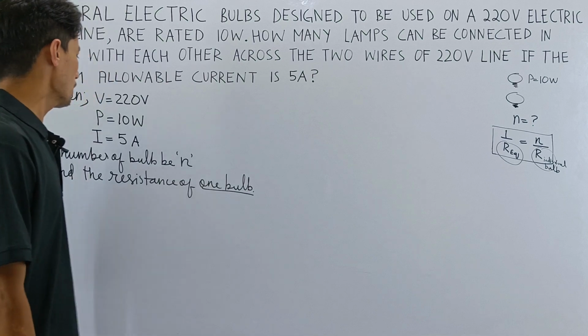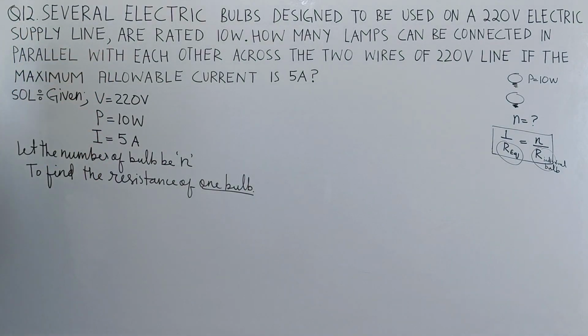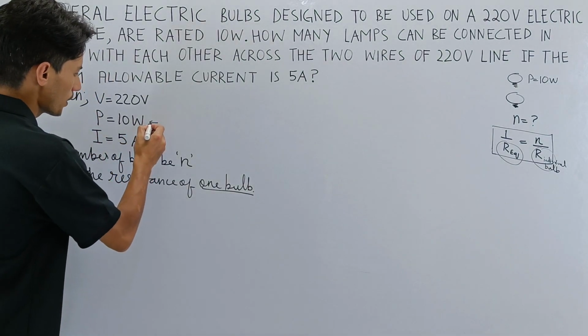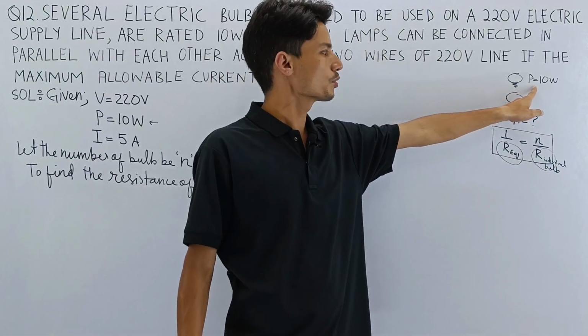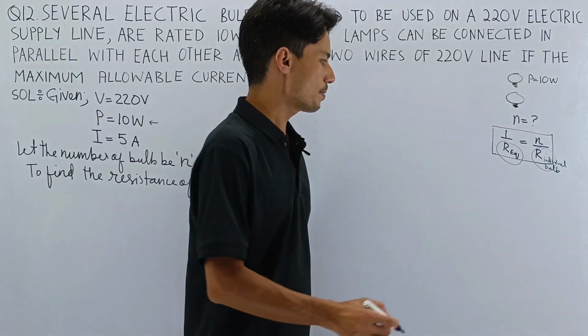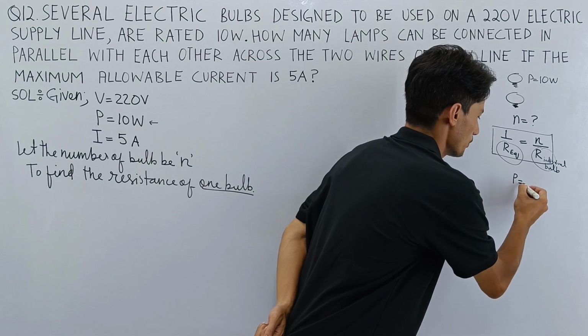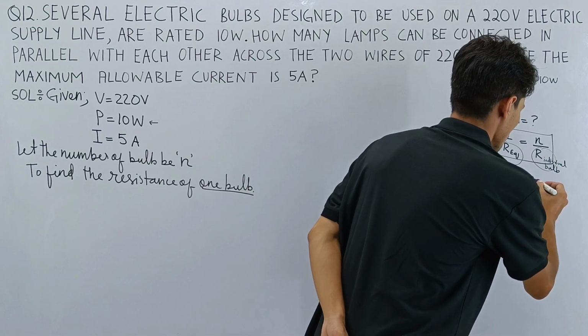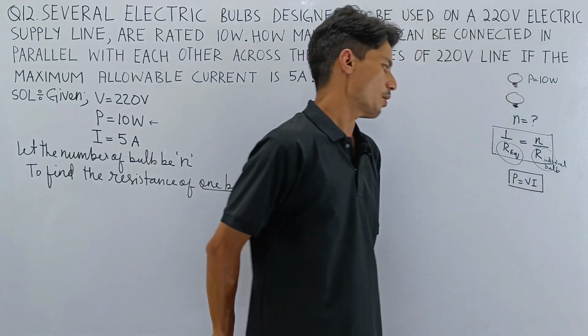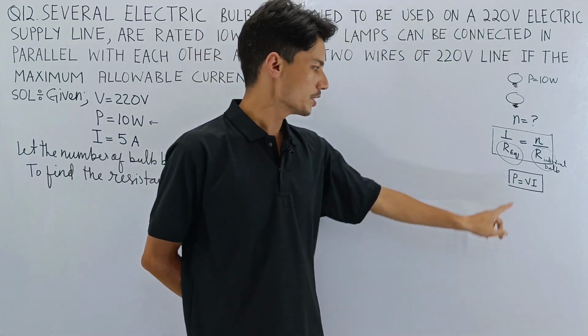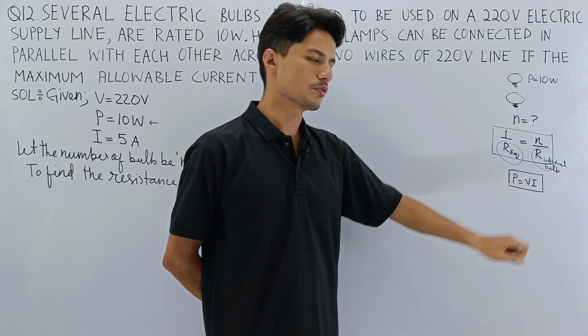To find the resistance of one bulb, which formula should we use? We will be using the power formula, since the power of the bulb is given to us. Remember, power has one primary formula, which is very important: power is equal to V into I.